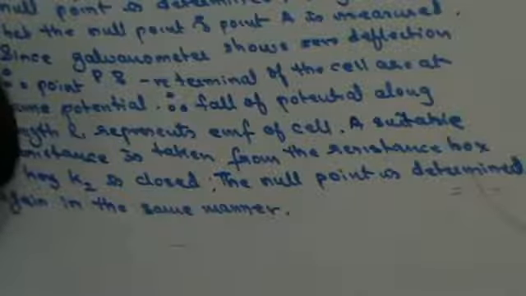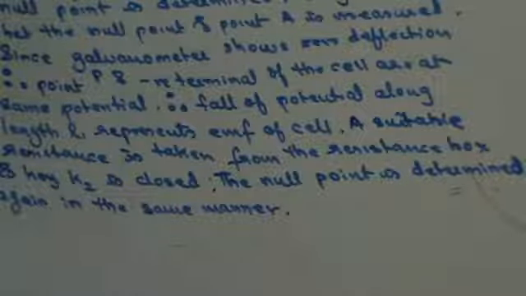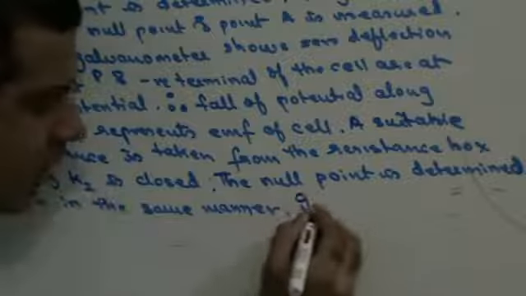Once I get the null point again, in this case, since the current is flowing through the cell... In the previous case, since the potential at the negative terminal of the cell and at point P was the same, there was no current flowing through the cell. Here current is flowing through the cell.